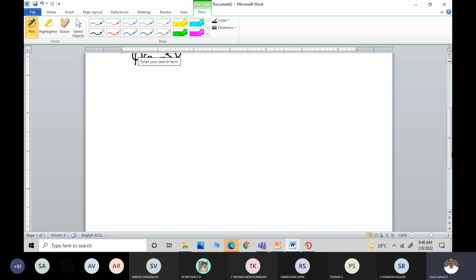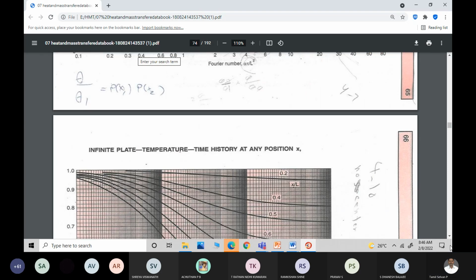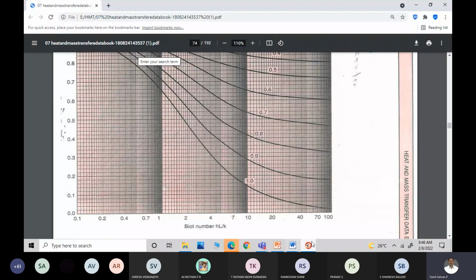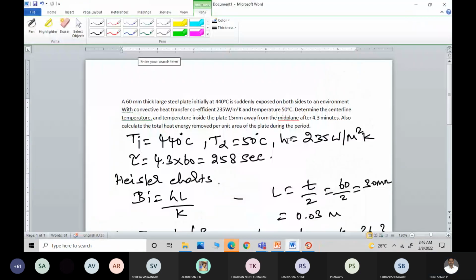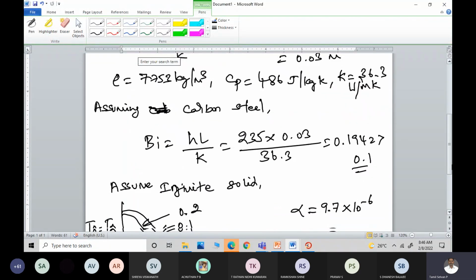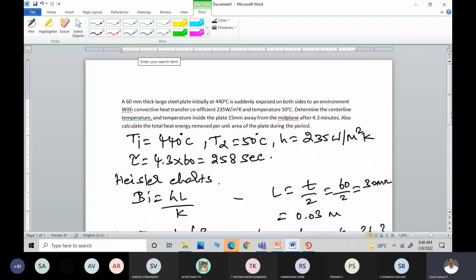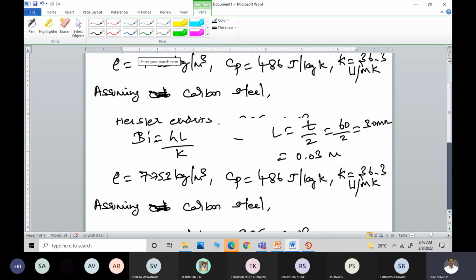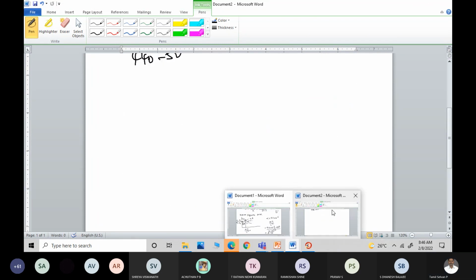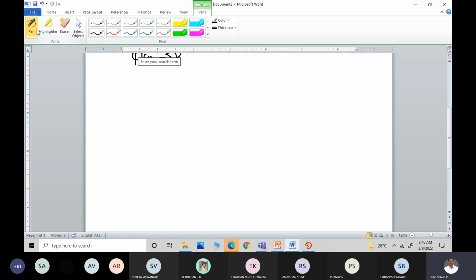Now you have found one thing. The second thing is you have to refer to the second chart, X by L. So (Tx by L minus T infinity) divided by (Ti minus T infinity). What is the other question asked? 15 mm away from the midplane. What is the total thickness? The total thickness is 60. From the center line, it is 30. Now, 15 mm away from the center line. At the center line x equals 0, so from the center 15 mm.